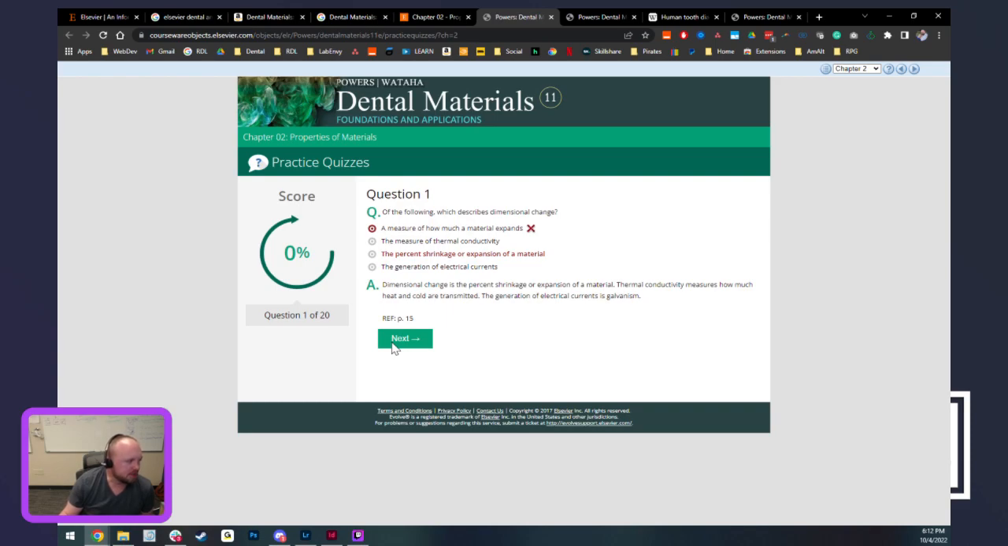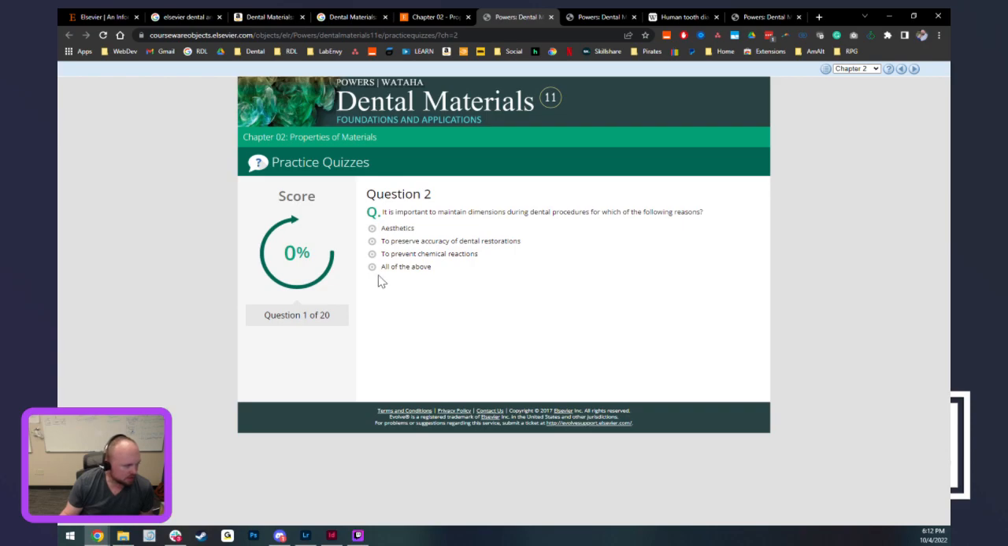It is important to maintain dimensions during dental procedures for which of the following reasons? Aesthetics, to preserve accuracy of dental restorations, to prevent chemical reactions, all of the above. Maintain dimensions. I'm not batting 1,000 on this, am I? I'm going all the way through.